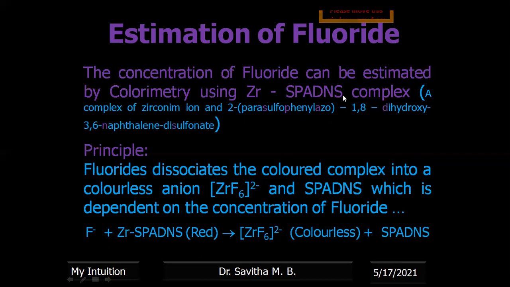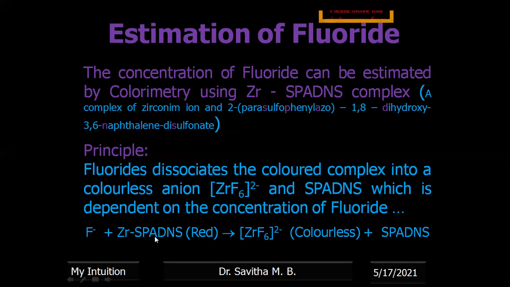If you add this reagent to the water sample containing fluoride, then the fluoride will dissociate this complex into two separate parts. That means the zirconium will react with the fluoride and SPADNS will be liberated. It will dissociate the colored complex into a colorless SPADNS and a zirconium hexafluoride complex. How much of this zirconium hexafluoride complex is formed depends upon the amount of fluoride. See here, you can see the reaction.